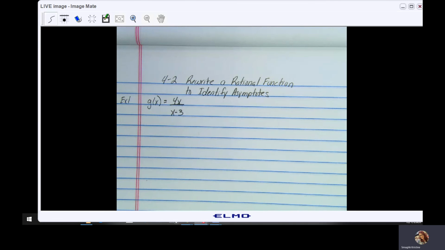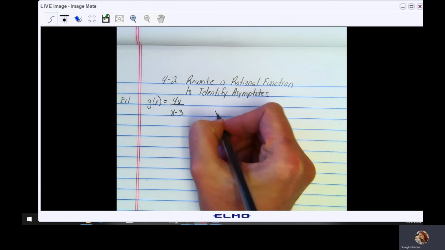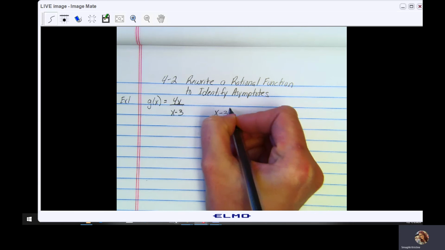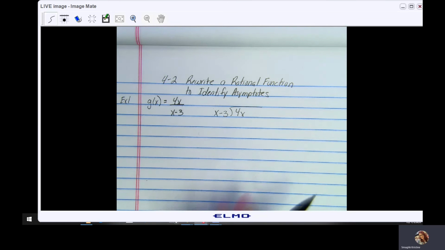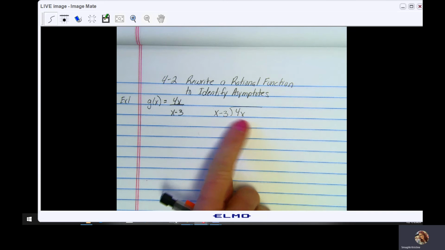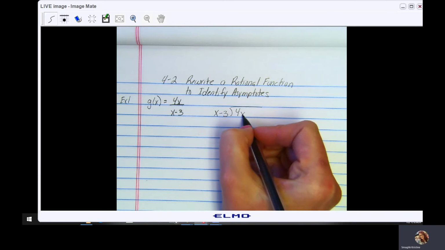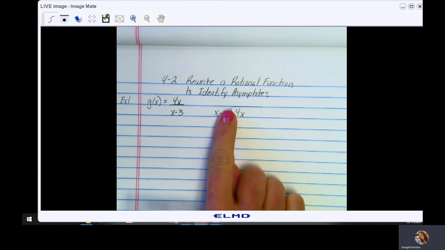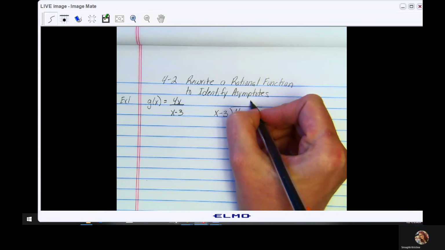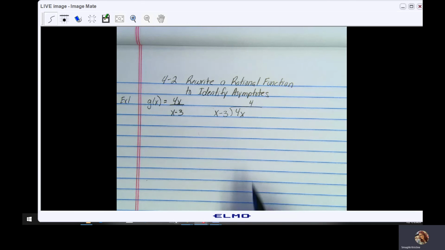Remember that fraction bar is division. So I have x minus 3 goes into 4x. And so now remember, we always focus on the first terms. Well, my dividend here is only one term to begin with. So let's just ignore that -3 on the divisor. I've got 4x divided by x. Well, that's 4. So I'll put the 4 up top.